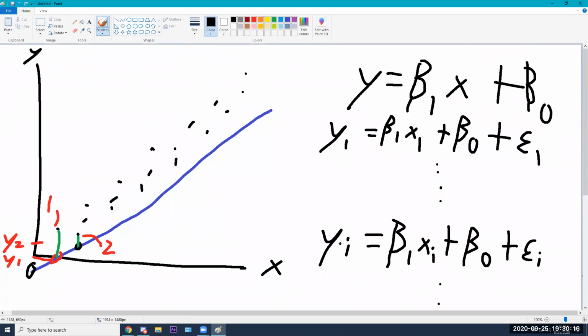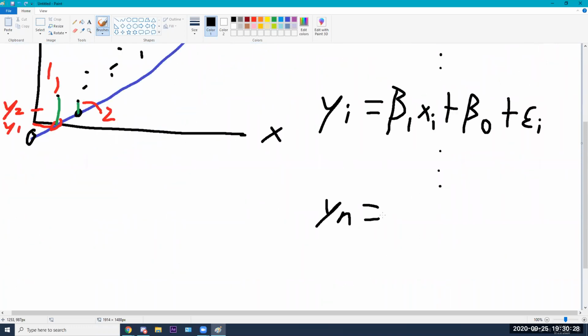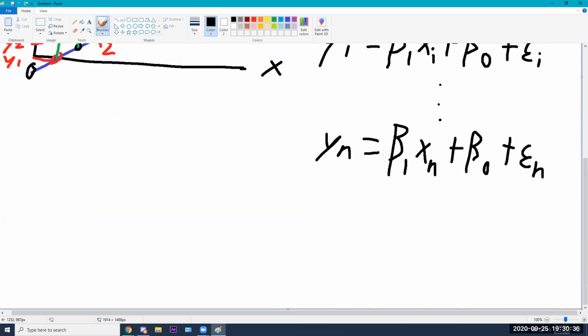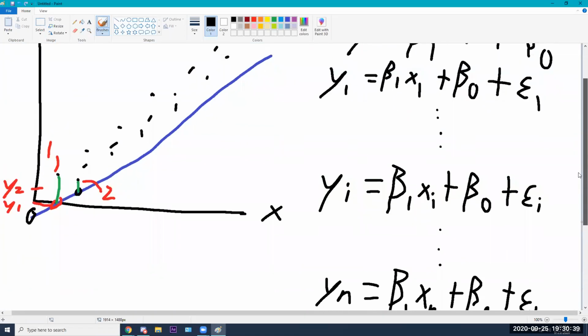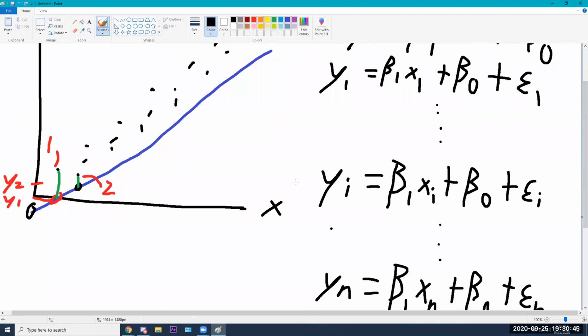So yi stands for a specific index, a specific point of the data set. N is the total number of points, so that means yn is the last point in the data set, equal to beta 1 xn plus beta naught plus error n. And so we can express all of our points this way.